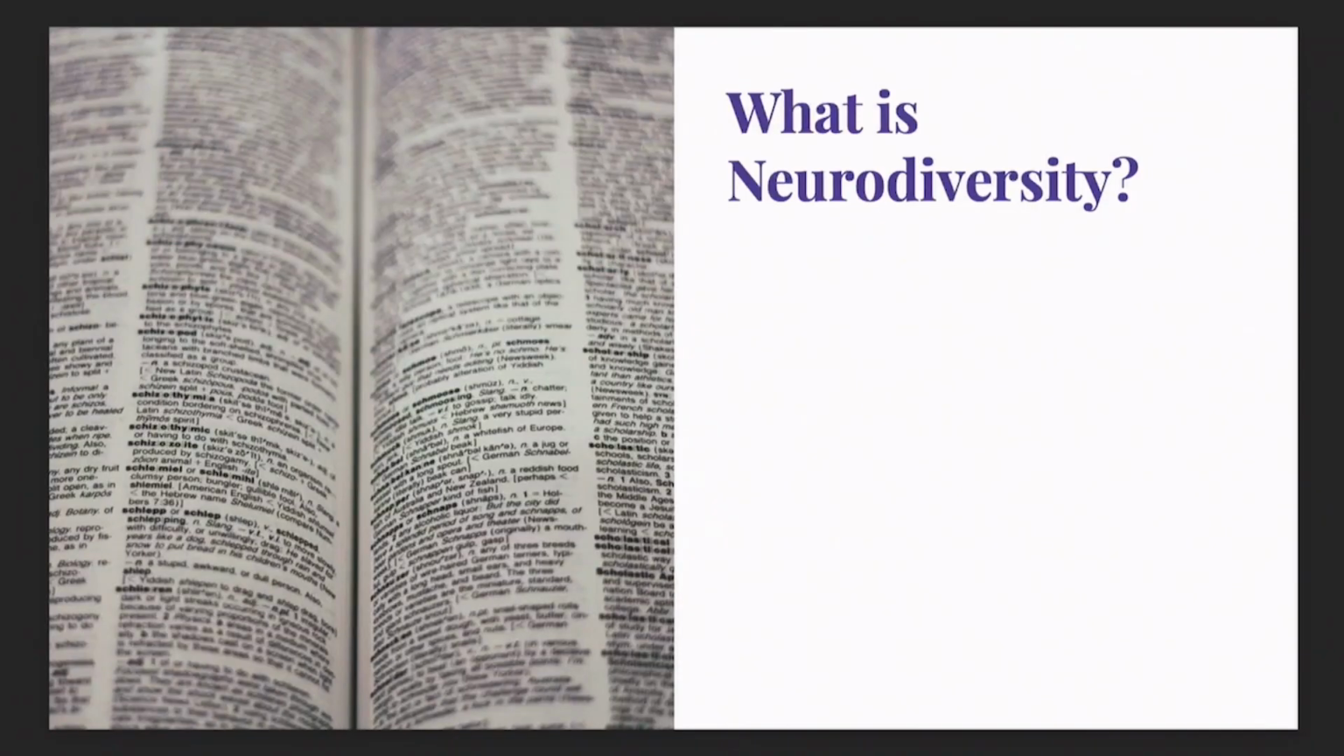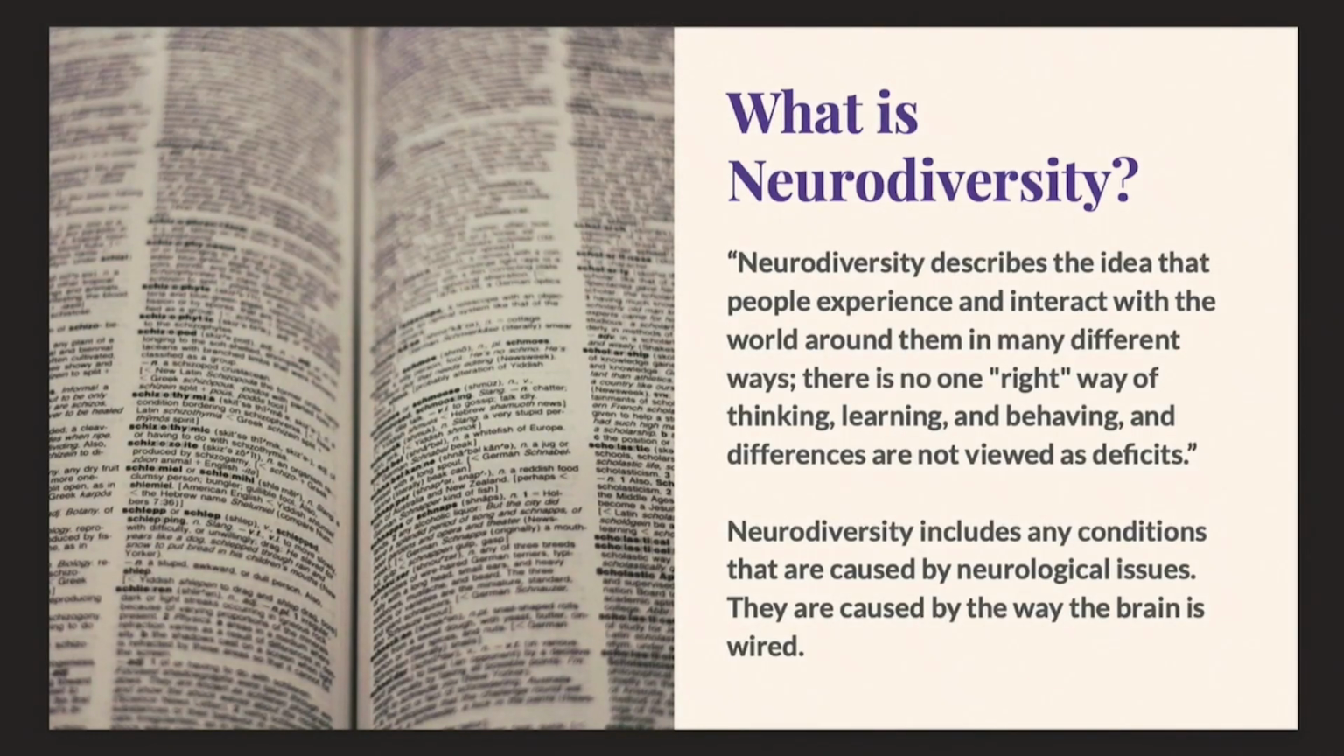So today we're going to start off by talking a little bit about some definitions, making sure that we're all on the same page so that we can come to this conversation with a good base understanding. So first, let's talk about what neurodiversity actually is. The definition that we have here is that neurodiversity describes the idea that people experience and interact with the world around them in many different ways, that there is no right way of thinking, learning, and behaving, and the differences are not viewed as deficits. Neurodiversity includes any conditions that are caused by neurological issues, the way that the brain is wired. Is there anything that you guys would add to that definition?